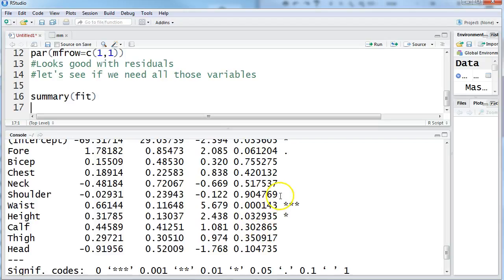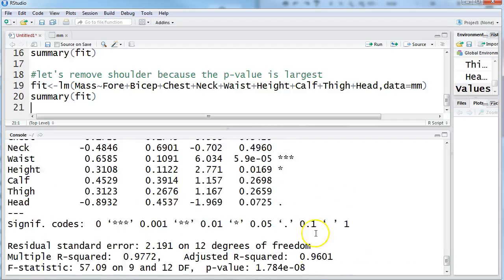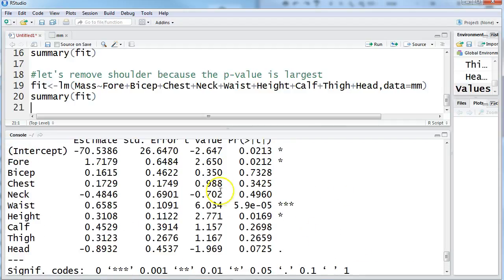Who's got the biggest p-value? This guy right here, 0.9. So let's take out shoulder. With shoulder gone, we have a little bit smaller output, and waist is still definitely significant, so is height. But now forearm has popped up.